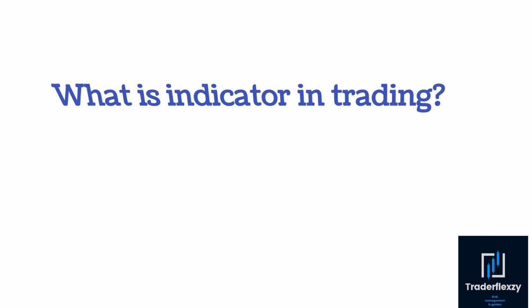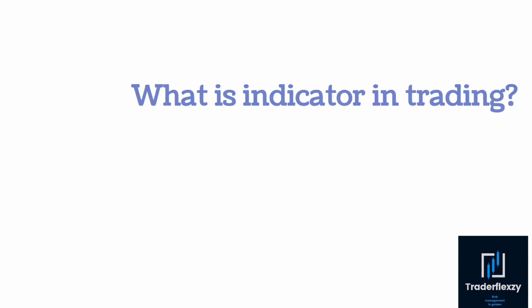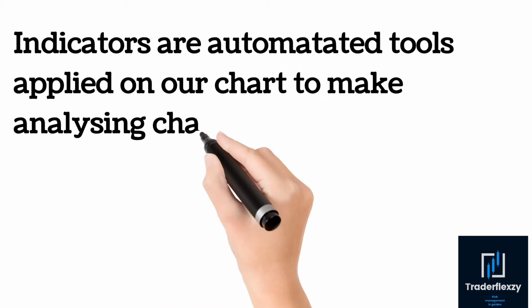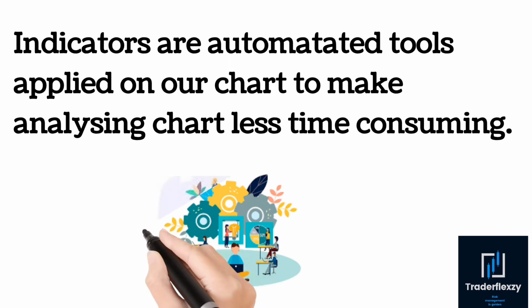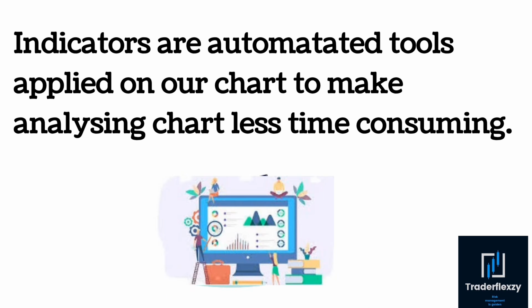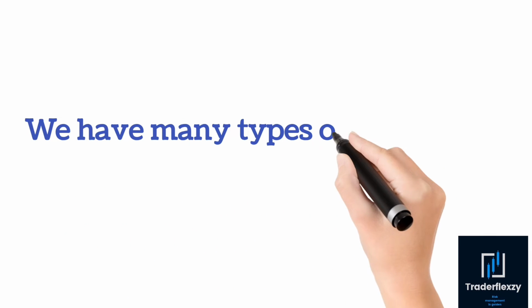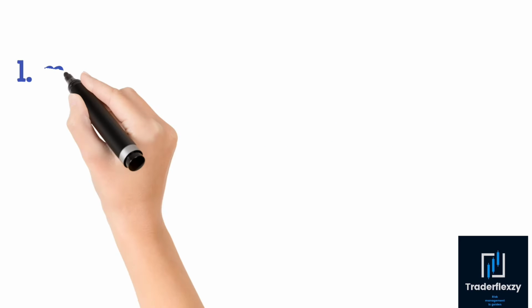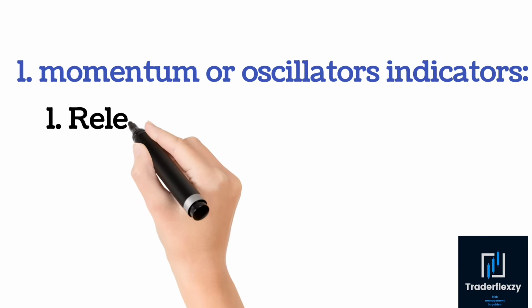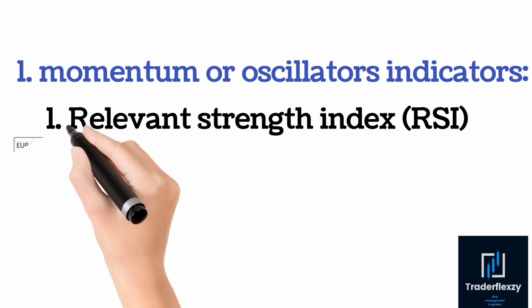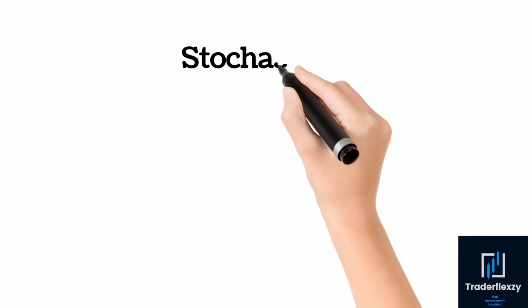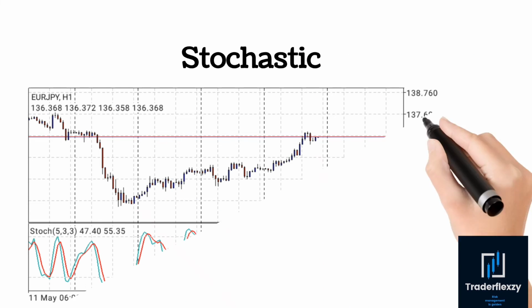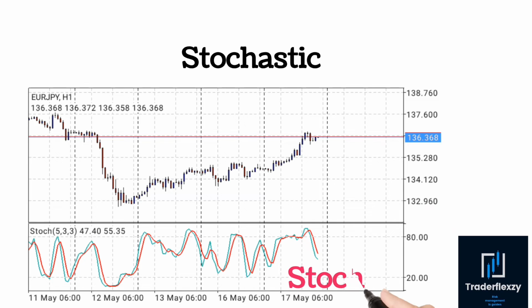What is an indicator in trading? Indicators are automated tools applied on our chart to make analyzing charts less time consuming. We have many types of indicators. Momentum or oscillator indicators: relative strength index, RSI, stochastic oscillator.